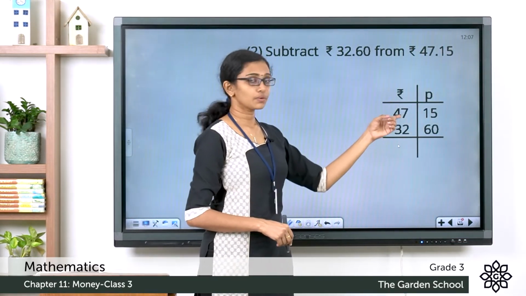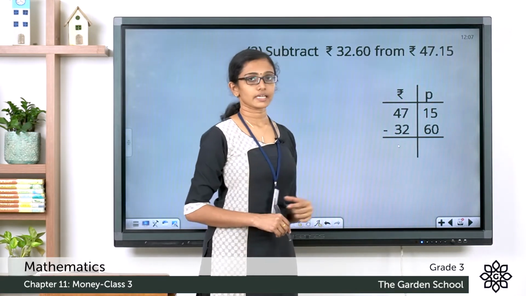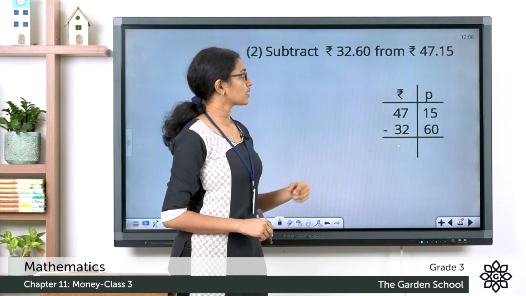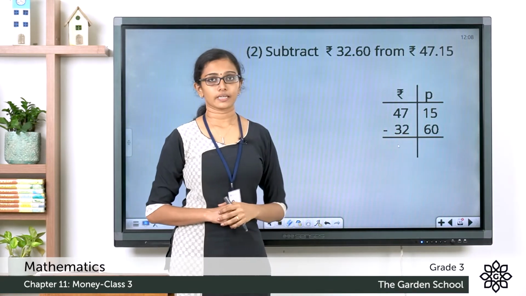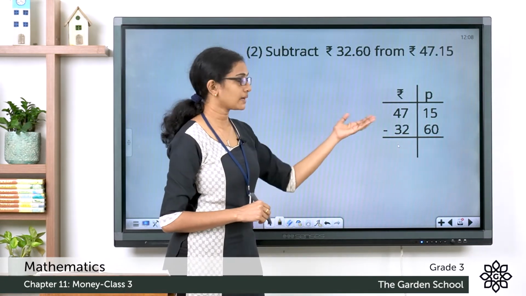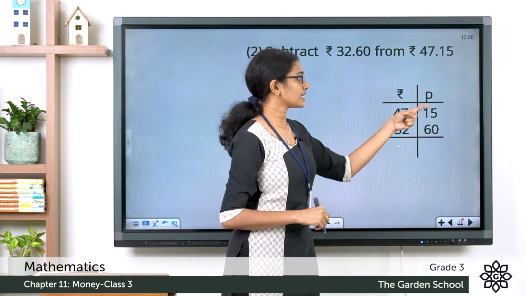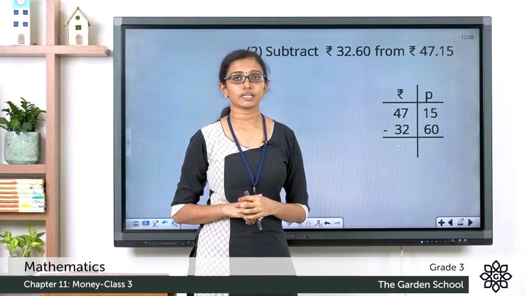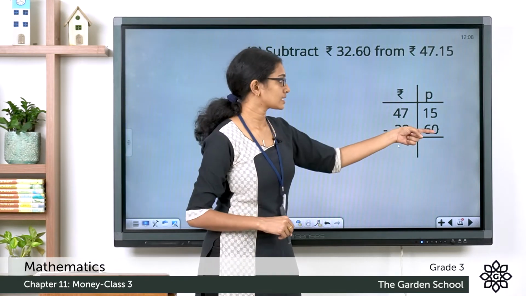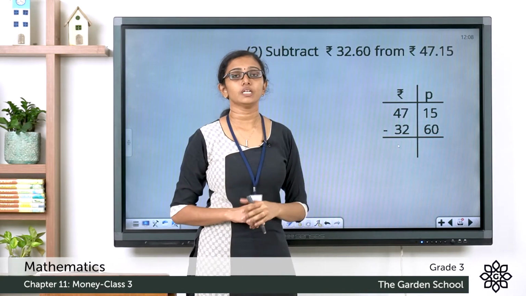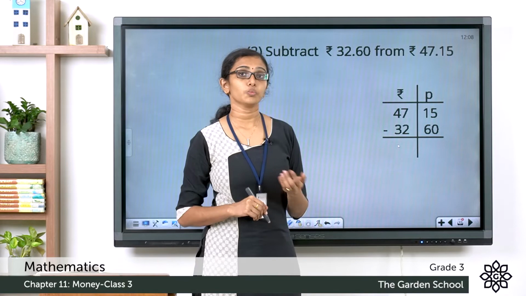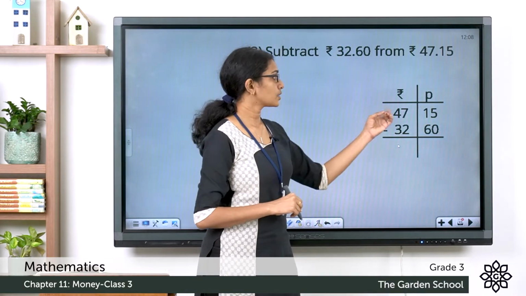So 47 in the rupee column, 15 in the paise column, 32 in the rupee column, 60 in the paise column. Now let's start subtracting the paise column first. So here we have to subtract 60 paise from 15 paise. Is it possible to subtract 60 from 15? No. So what do we do? We can borrow from the rupee column.